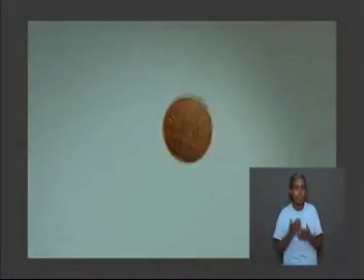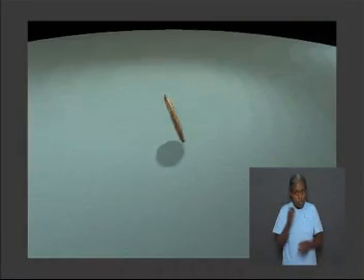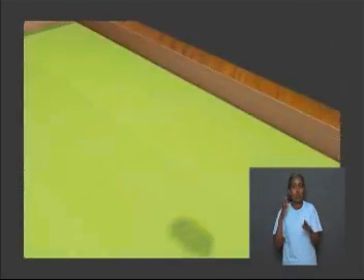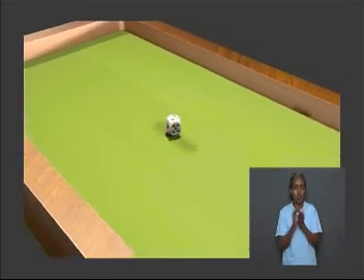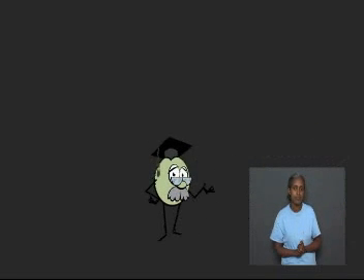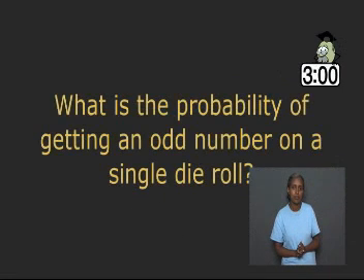Let us try a simple example. If you were to roll a single die, hoping to get an odd number, what would be the probability of a favorable event occurring? Please work out your answer and the reasoning behind it. Students, let's get ready. Begin.